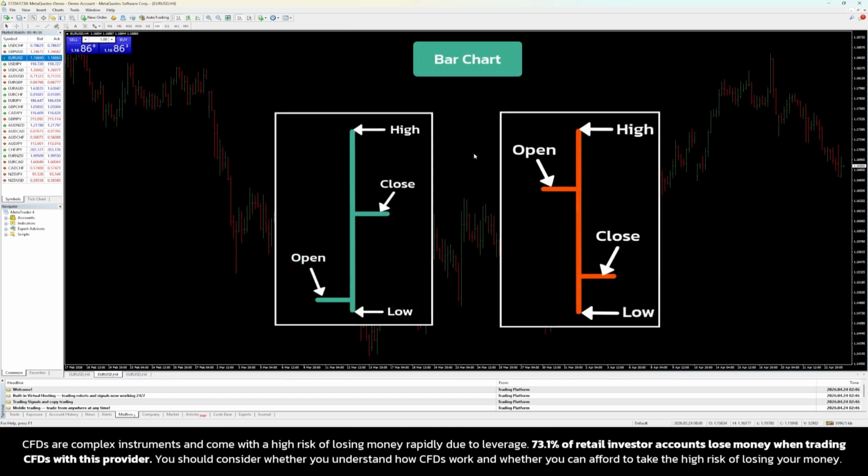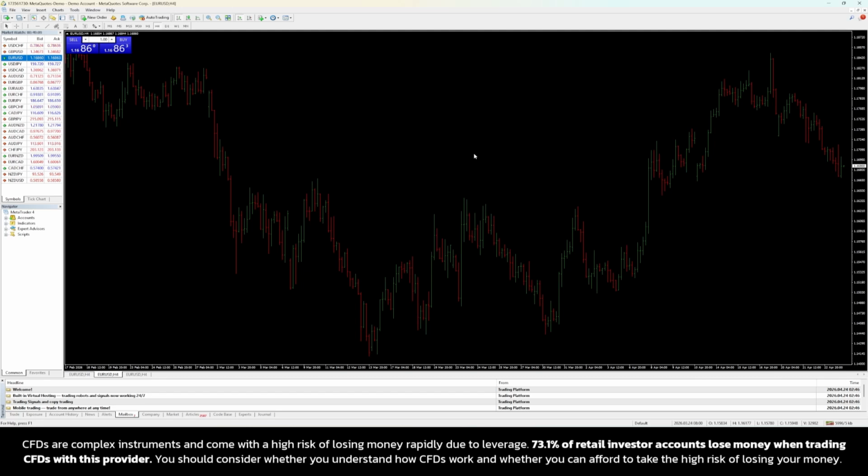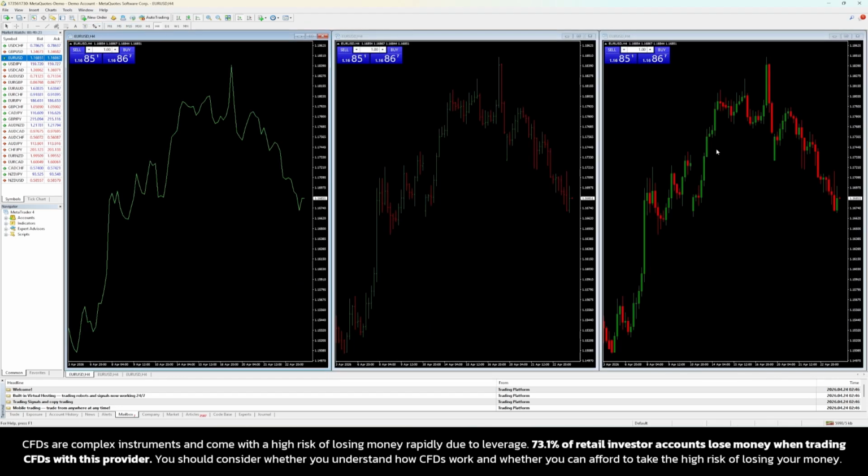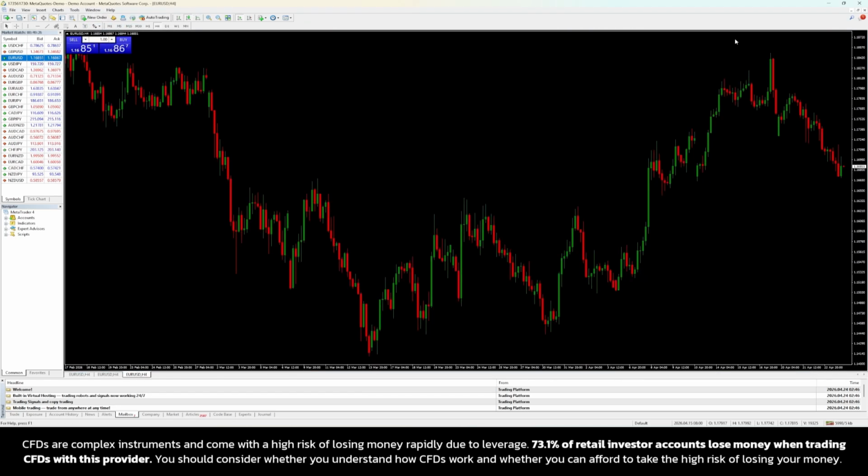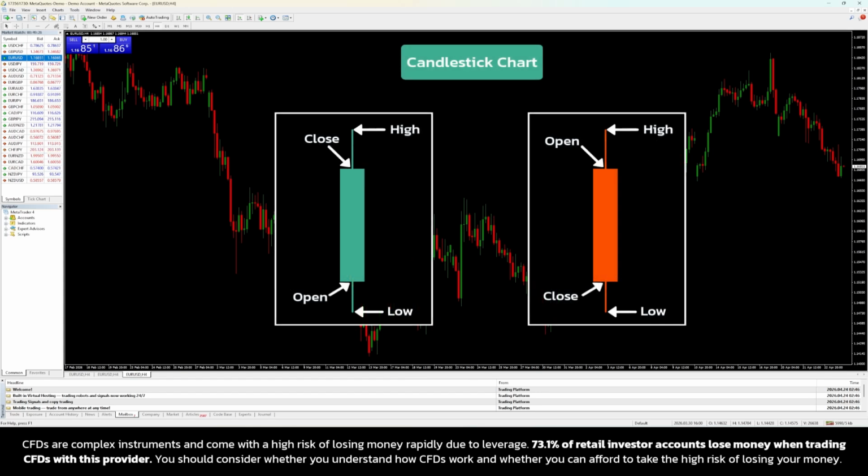The bar chart adds more information. Each bar shows the open, the high, the low, and the close for the selected time period. That means you can read the full price range of each session while still keeping the chart relatively compact. Traders who want precision but prefer a more traditional technical analysis layout often use bars because they show structure clearly without the heavier visual appearance of candlesticks. Once you understand how to read them, bar charts are very efficient for spotting momentum, rejection, and shifts in market behavior.